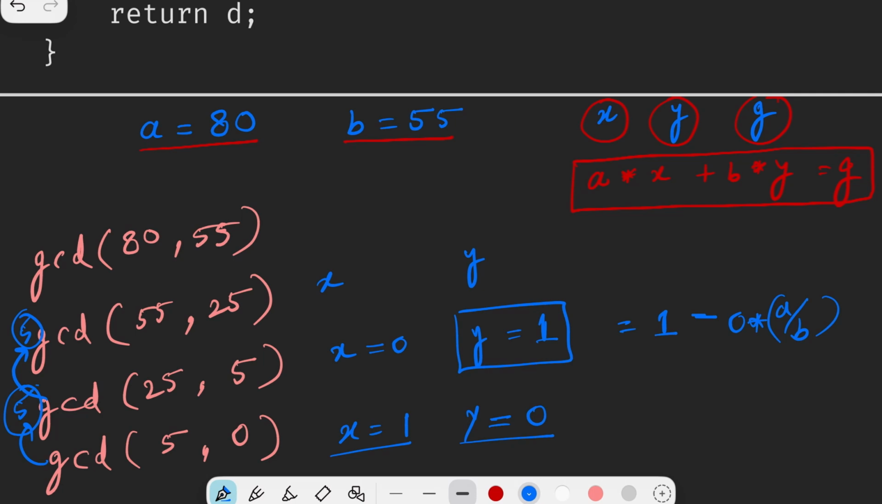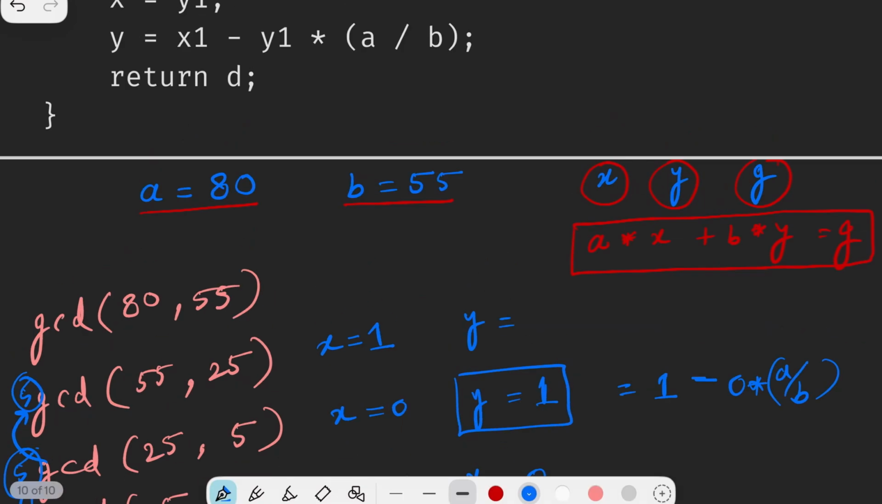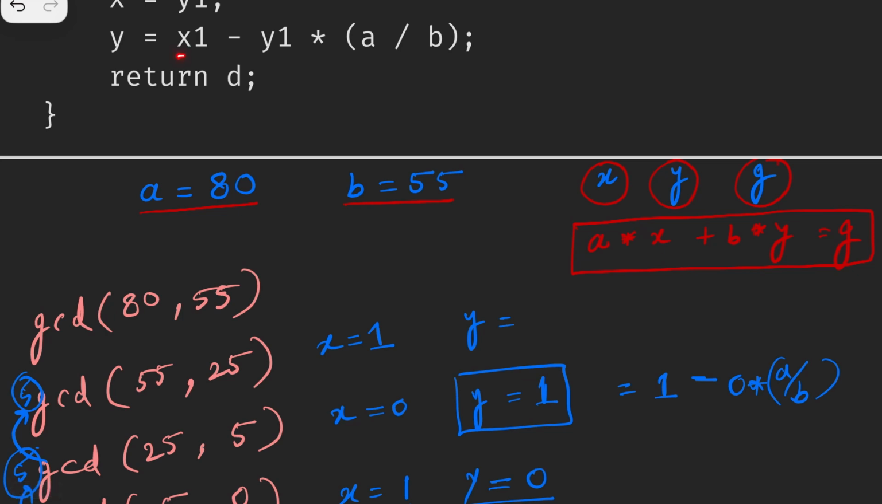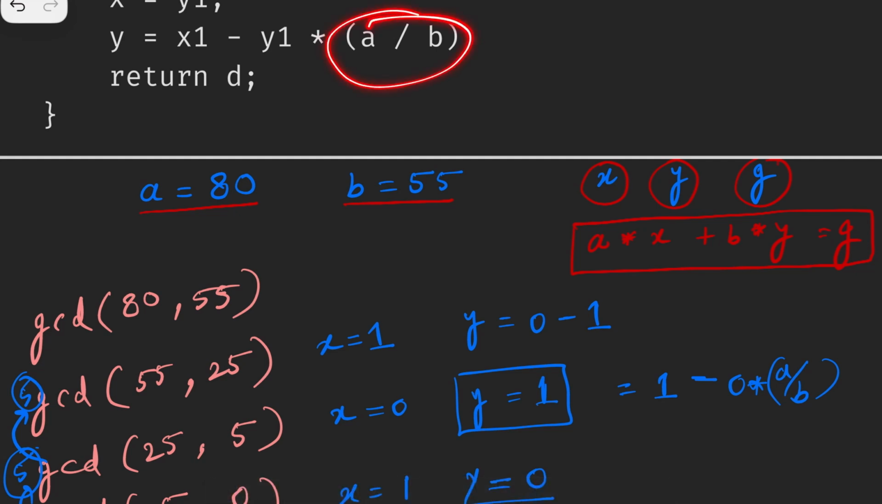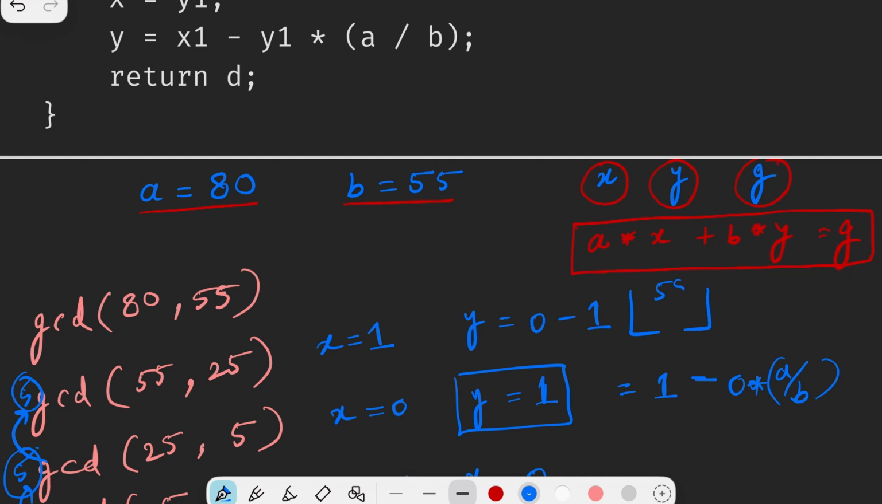Okay, let's compute x and y for this. X is going to be y1, right? Y1 is this. So x is going to be 1. Now y is going to be x1 minus y1 into a by b. So x1 is 0 minus y1 which is 1 into a by b. Remember, this was a floor division. So here a is 55 and b is 25. So we will get this value as 2. So we will have 0 minus 2. So y is going to be minus 2. So x is 1 and y is minus 2.